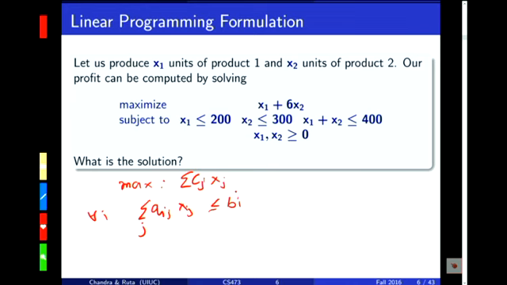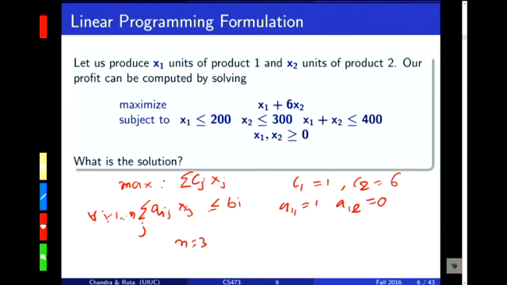Okay, so now what is C1? 1, right? C2 is 6. Okay, 3 constraints. So here I was going from 1 through n, so n is 3 for us. So what is A11? What is A12? 0, right? Is that true? Is that clear? No?